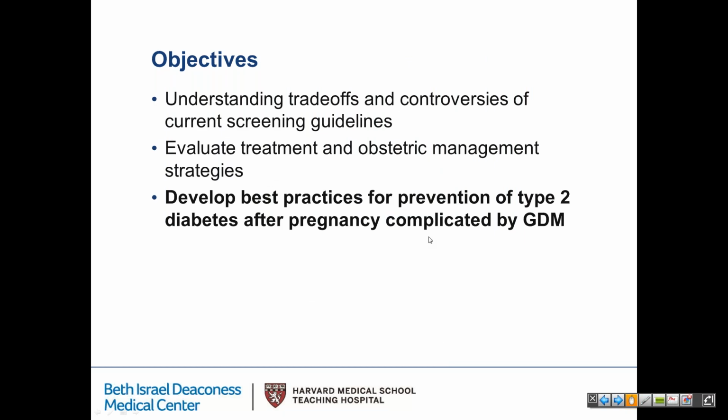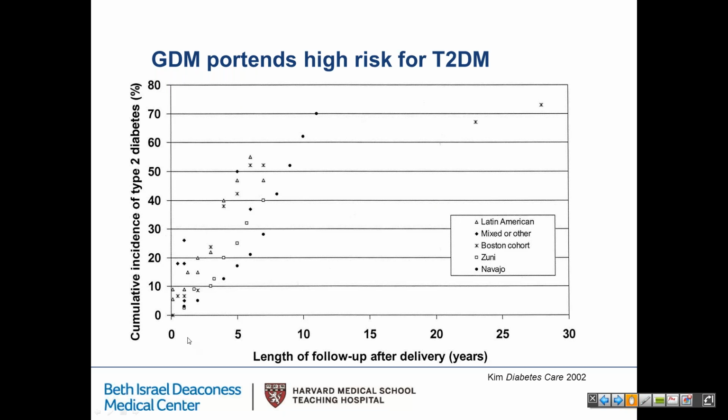So I want to spend the last few minutes talking about best practices for prevention of type 2 diabetes after pregnancy complicated by gestational diabetes. So just to review, as you go out after delivery, women with GDM are very likely to develop type 2 diabetes. This is the cumulative incidence of type 2 diabetes, and these are various cohorts. But basically, the farther out you follow a cohort of women with gestational diabetes, the higher percentage of them will have gone on to develop type 2 diabetes. And we usually quote people a risk of somewhere around 50%.